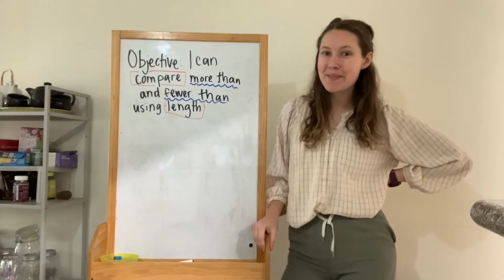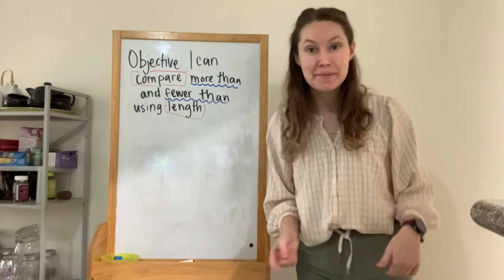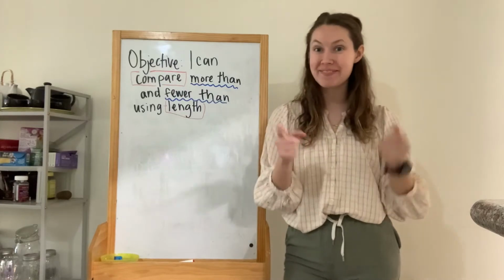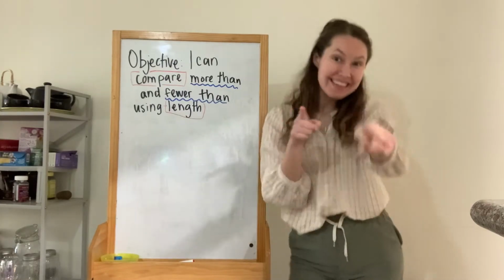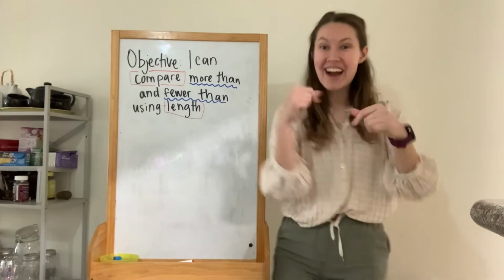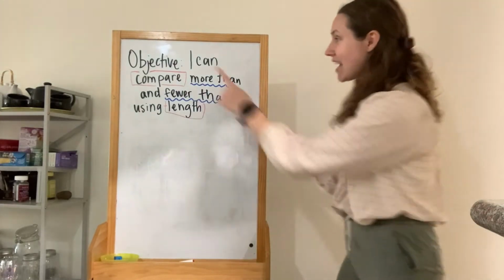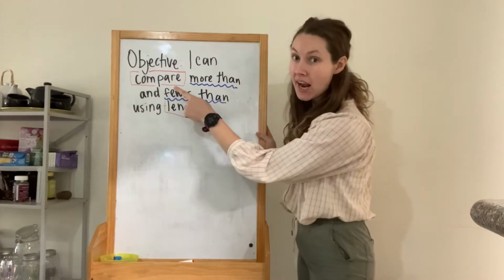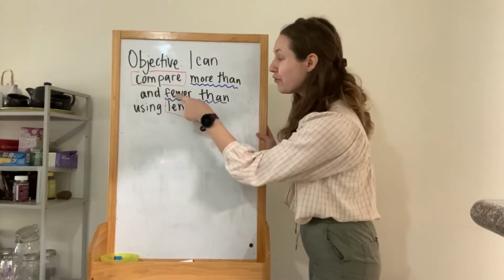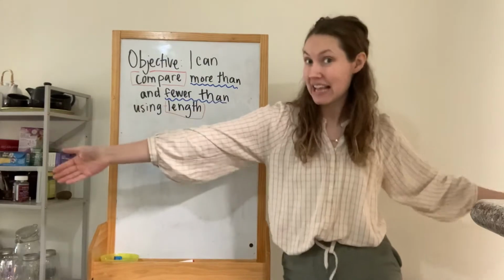Kindergarten Dolphins, we're going to work on some math. So let's begin with our objective. I'll start and you repeat. Objective is what we are going to learn. Okay, and today our objective says I can compare more than and fewer than using length.